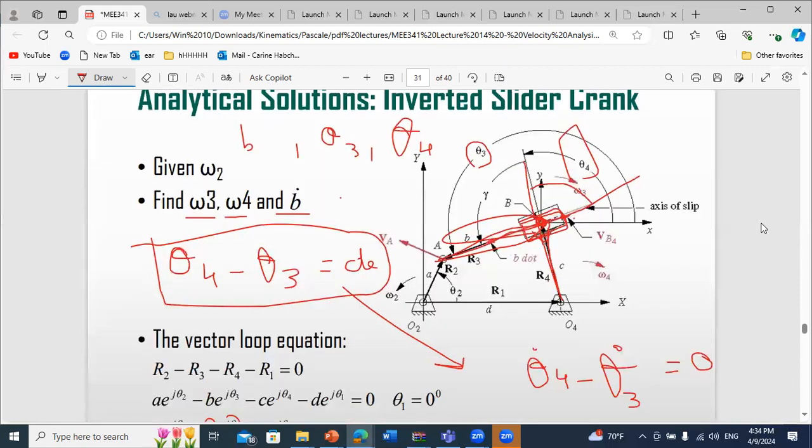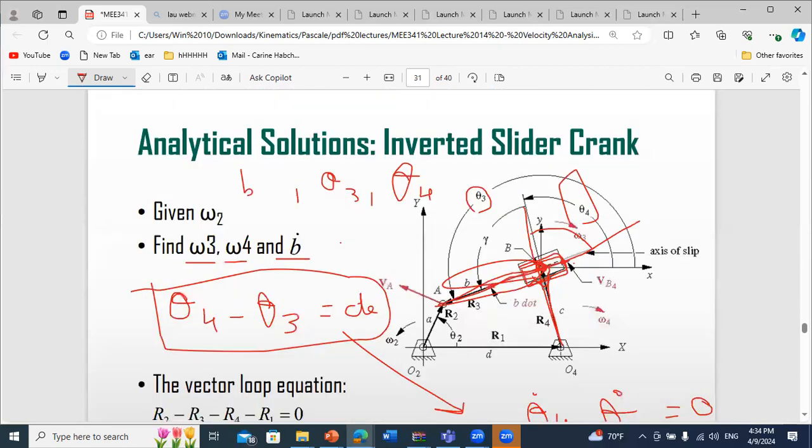Now, the last configuration is the inverted slider crank, which we also studied in the position analysis chapter. Just to remind you, in this case you have your coupler here. But what is happening is that the output link is welded to a box, and this box is sliding relative to the coupler.